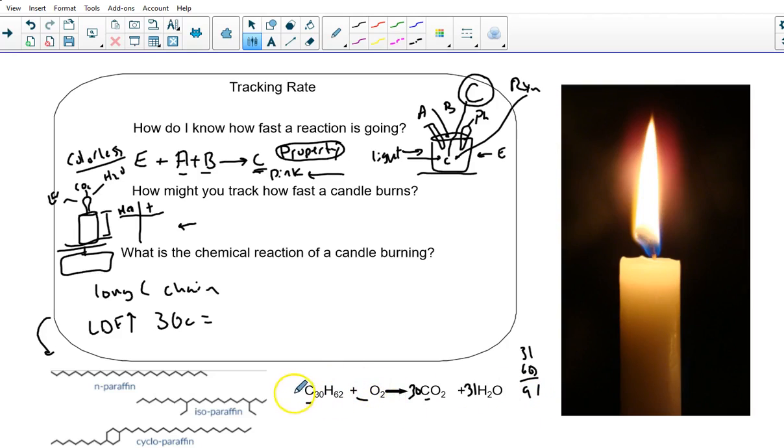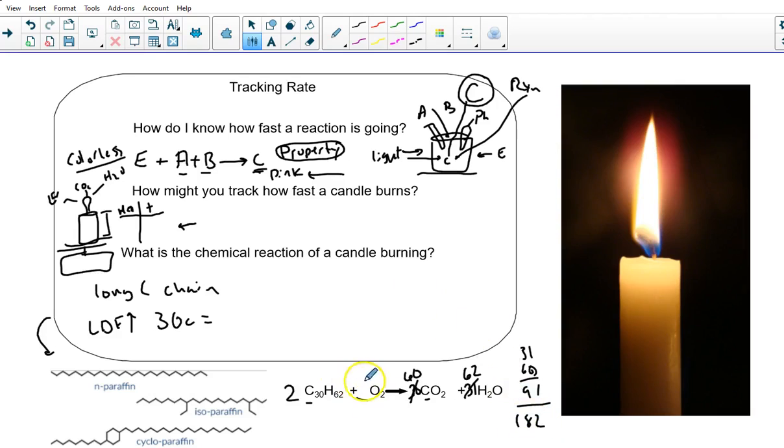So we're going to take this and double it. This is going to go to 60. This is going to go to 62. This is a big molecule. These numbers aren't that unheard of. So now, what do we need? Rather than 91, we need 182.